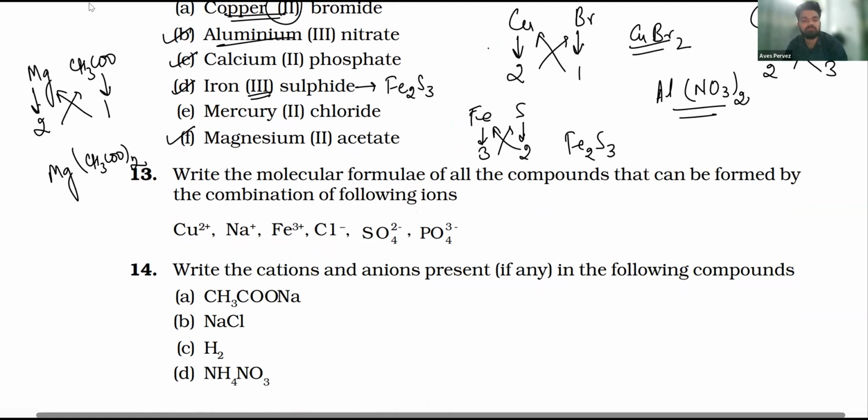Do question number 13. Write down the molecular formula of all the compounds formed by the combination of these ions. First write the formula of copper chloride, then copper sulfate, and copper phosphate, then sodium chloride, sodium phosphate, and sodium sulfate. So here you will get 9 formulas. Write down all the 9 formulas.